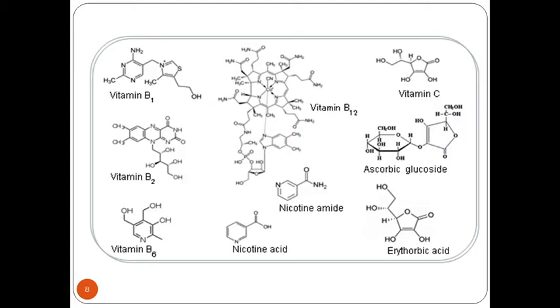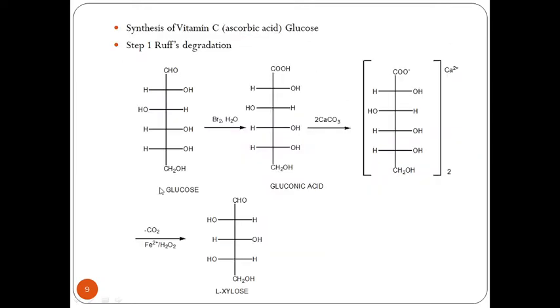Now these are the structures for water soluble vitamins: vitamin B1, vitamin B12, vitamin C, ascorbic glucoside, nicotinamide, erythorbic acid, nicotinic acid, vitamin B6 and vitamin B2. Now once we have seen the structures of the vitamins, we will try to synthesize a few vitamins. One of them is vitamin C.